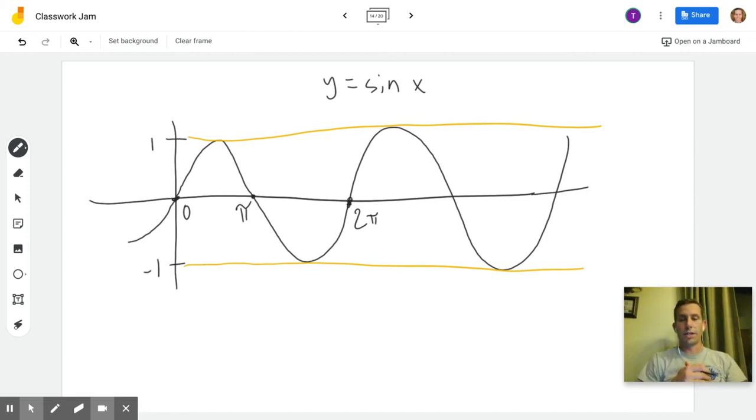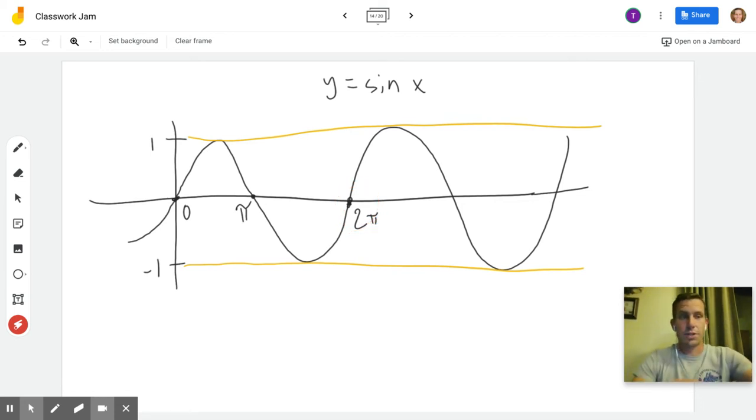So we're working in radians again. When we were looking at 0 radians, the sine of 0 radians is 0. The sine of pi over 2 radians is 1. The sine of pi radians is 0. The sine of 3 pi over 2 radians is -1. And then the sine of 2 pi radians, we're back at 0.